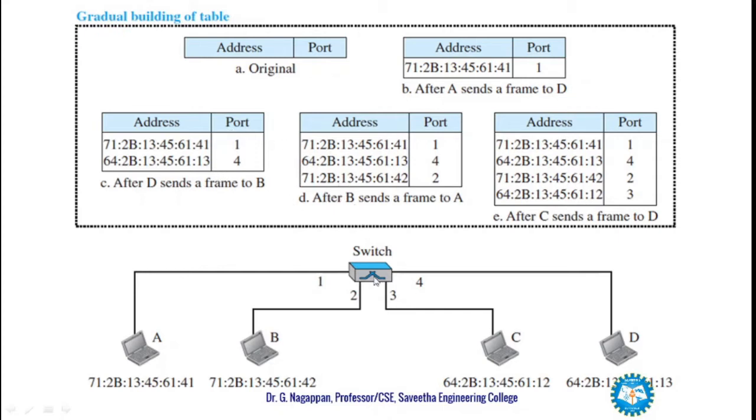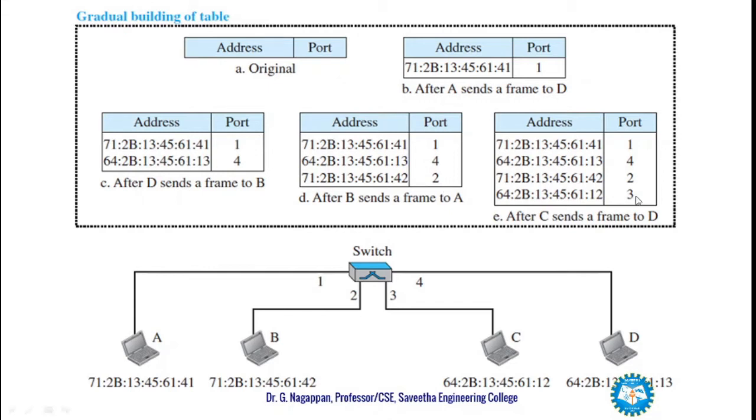Now B sends a frame to A, so it goes to the switch. The switch identifies that it is the address of A, so it sends that frame to A through port 1. But before doing that, it knows that there is a new address, B. That address is stored here and it is available at port 2. So that is also being used for learning in the table.